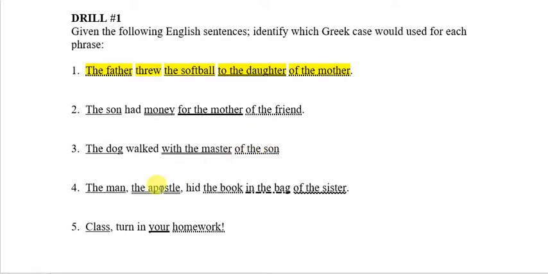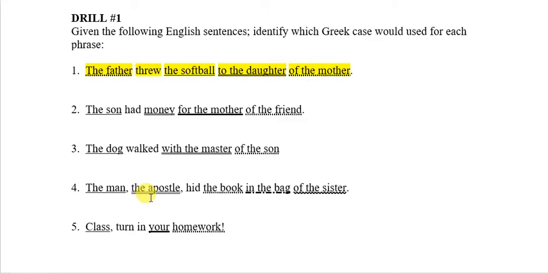All right. Number 4. The man, the apostle, hid the book in the bag of the sister. The man is our subject. Here we have something I want to introduce to you. The man, the apostle, hid the book. So the man hid the book. So what is the function of the apostle here? The apostle is a restatement of the man, and so we would call that an appositive, A-P-P-O, appositive.